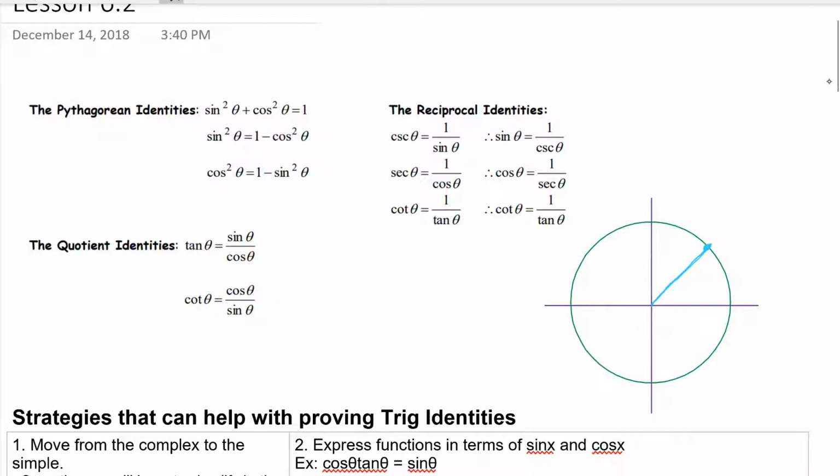And we're also going to look at the reciprocal identities, which are telling us that cosecant, secant, and cotan are the inverse of sine, cos, and tan, respectively.